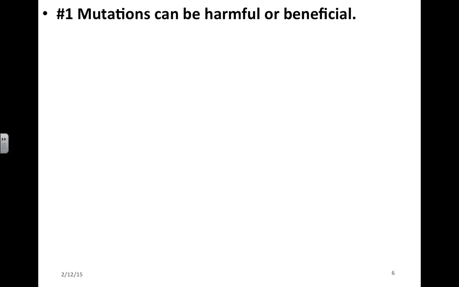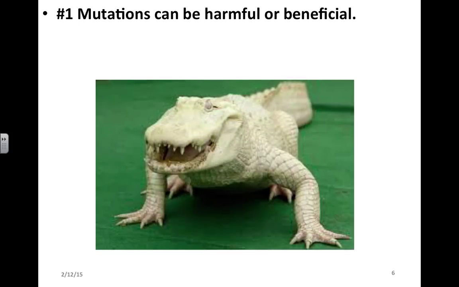So mutations can either be harmful or beneficial. Remember, a mutation is the third way of having issues. For instance, we have an albino alligator here, and so out in the wild, this probably would be pretty harmful, right? He'd stick out in his environment, and he'd be an easy target as a baby for predators. But put him in a zoo, it's neither harmful nor beneficial, right? Because he's protected there.